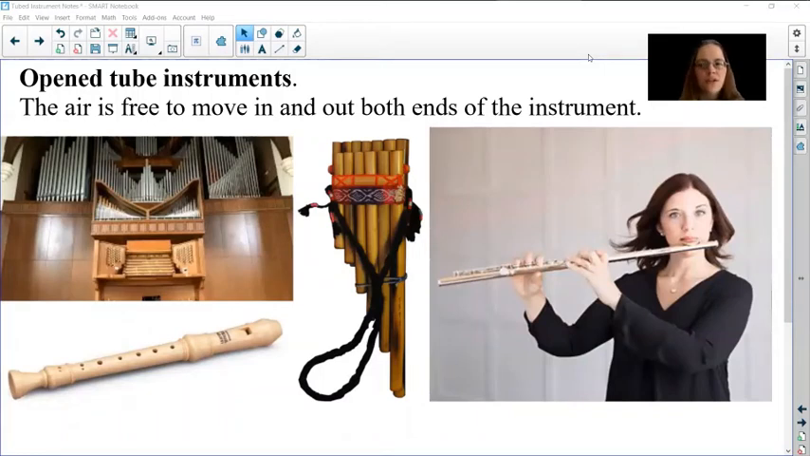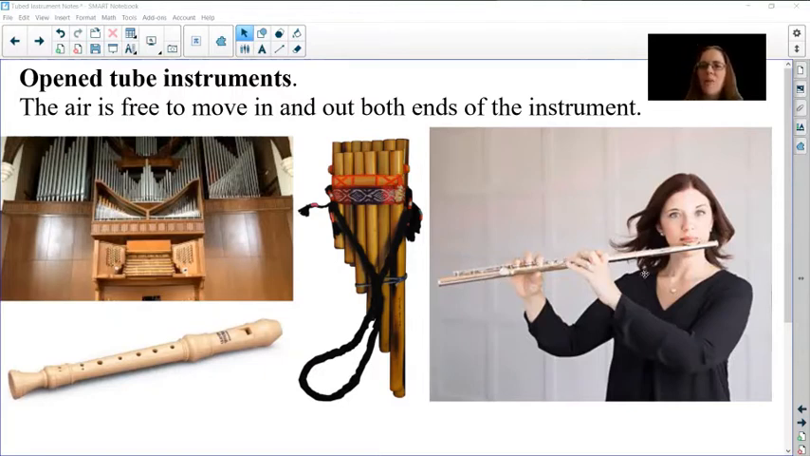This video is going to introduce you to the harmonics of open tube instruments. What is an open tube instrument? It's one that has the air free to move in and out both ends of the instrument, and the instrument itself is cylindrical in some way. Some examples of this are the organ tubes and a recorder, a pan flute, and a traditional flute.